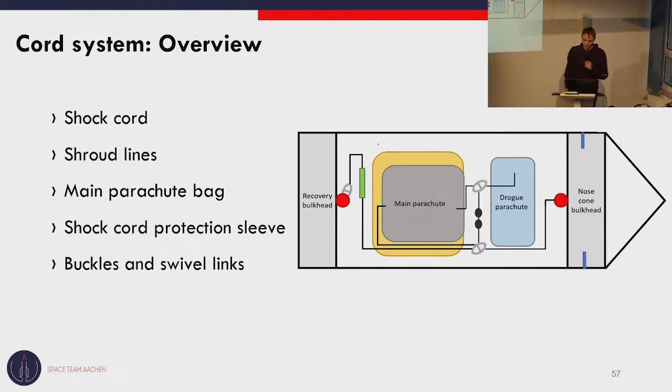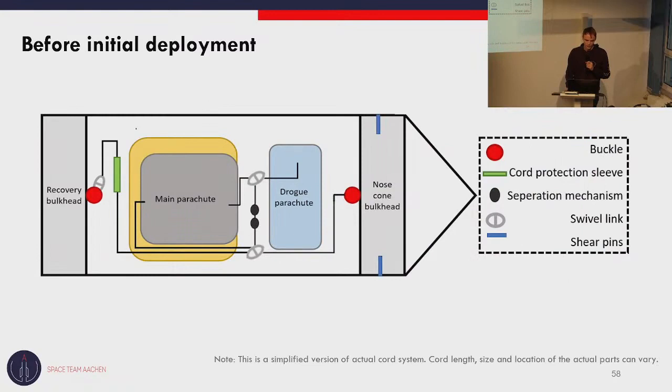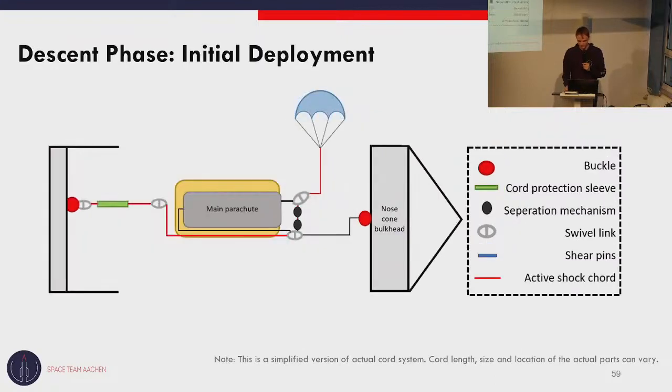So let's first talk about the cord system. The cord system connects all the different parts of our recovery system: the main parachute, the drogue parachute, the rocket body and the nose cone. We have 3 deployment stages. Before the initial deployment, all the things are packed really tight together inside the body tube of the rocket. And it will remain this way until apogee.